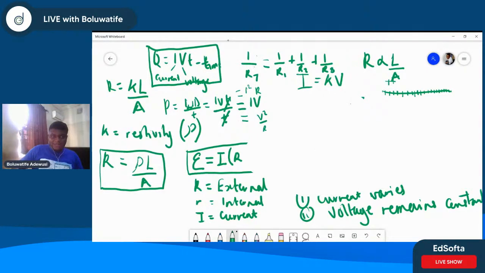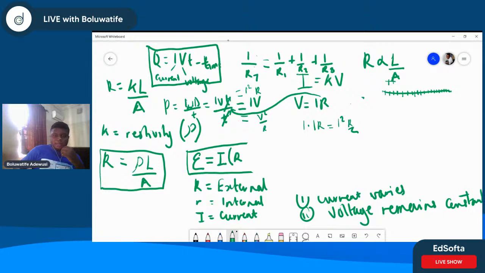And just to prove what I'm saying, remember that V is equal to what? IR. So if I substitute it in this place, what I have is IR. And I times I is what? I squared R. So that's how they got this one.